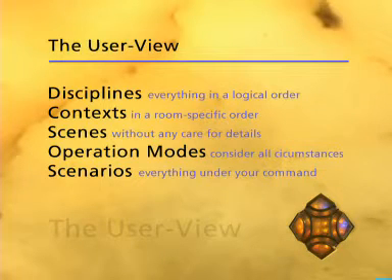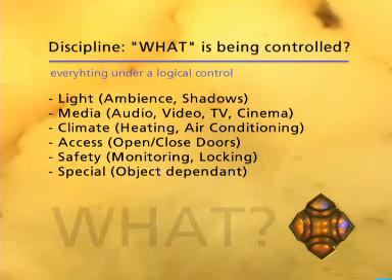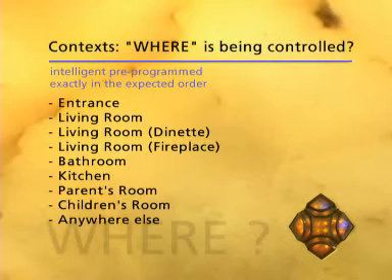For purposes of explanation, the following categories are first defined: disciplines, contexts, scenes, operating modes, and scenarios. The discipline indicates what is to be controlled, for example, light, music, air conditioning and heating, access, features relevant for safety, or special features depending on the object. Each discipline is described as a context in a certain room or area. This therefore indicates where something is to be controlled. Contexts can overlap partially or completely.